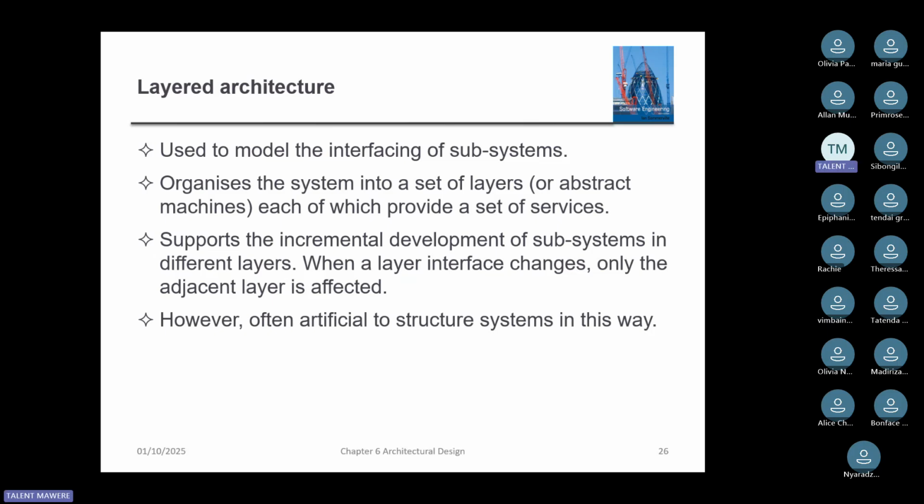Instead of organizing the system into three components, the layered architecture organizes the system into a set of layers which support each other, each of which provides a set of services to the other. It supports the incremental development of subsystems in different layers. When a layer interface changes, only the adjacent layer is affected. However, it is often artificial to structure systems in this way. It's not very practical.